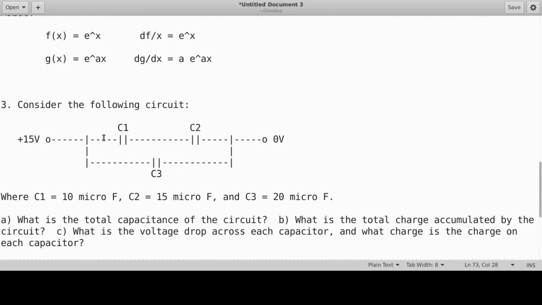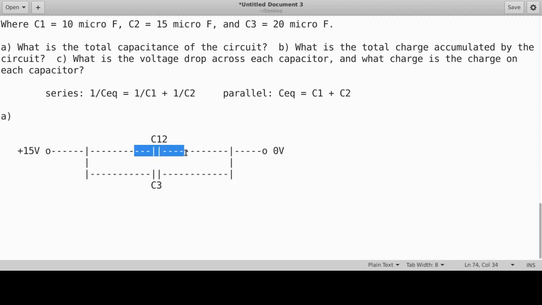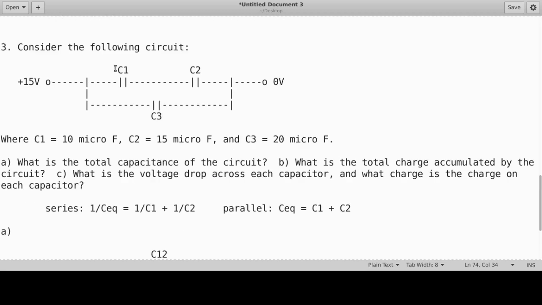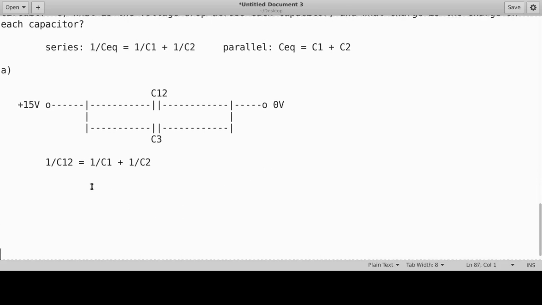So let's take a look. Here was C1, and here was C2. I'm going to take C1 and C2 out, and I'm going to replace them with their equivalent C12. And how do you get those? Well, they're in series, so you use this formula right here. Only, I'm not going to use C equivalent there, I'm just going to call it C12. So don't get confused by my notation here. C1 is just one of the capacitors. C2 is the other capacitor.